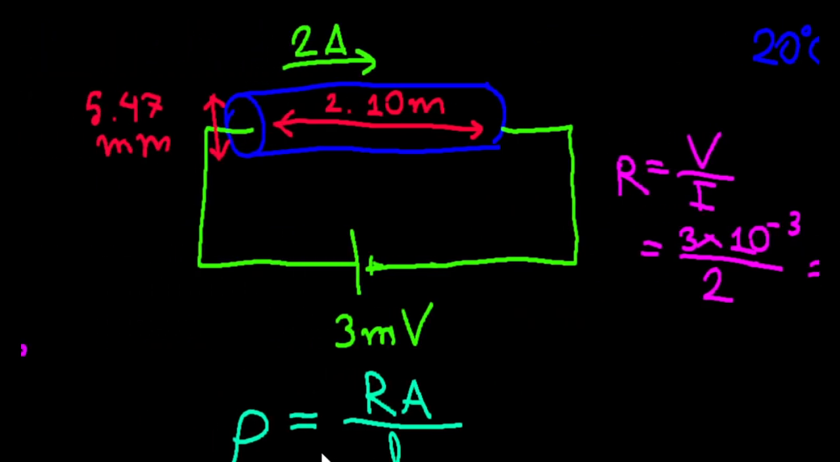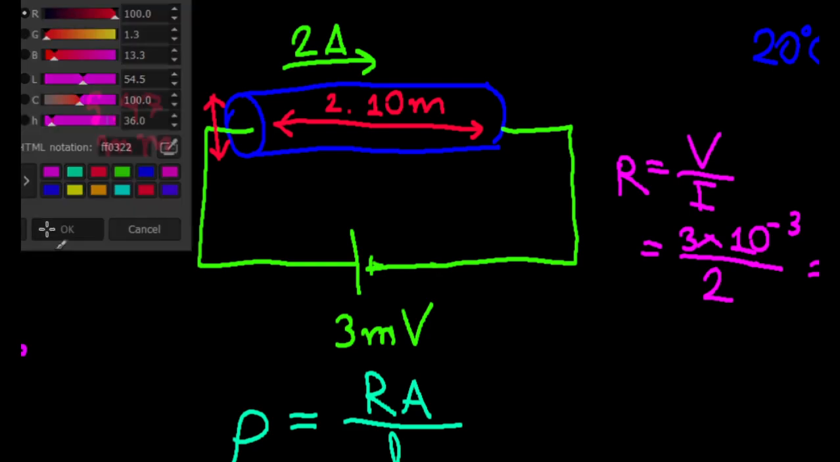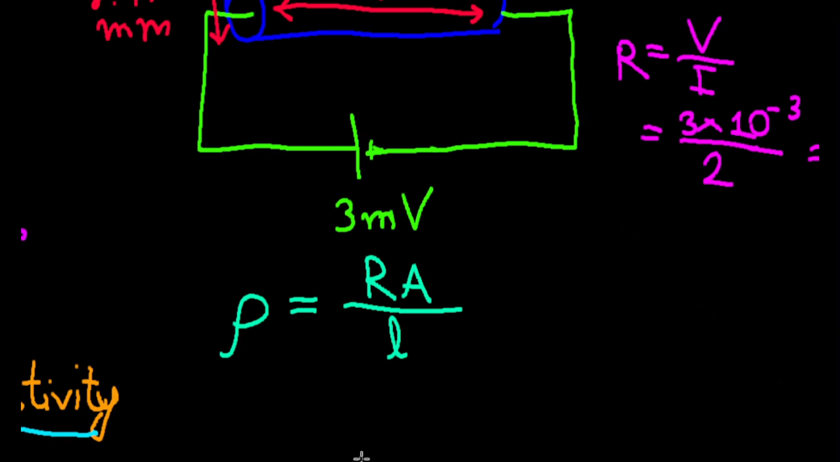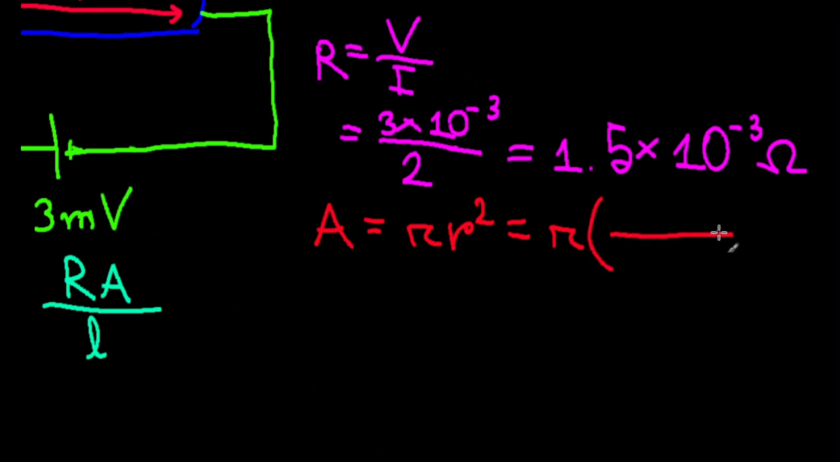We don't have the cross sectional area, but we can also find that. We have the diameter and we know this is a cylinder. For a cylinder, our cross section is a circle, so our cross sectional area is going to be pi r squared. We don't have the radius, but we have the diameter. Our radius is just going to be half of that.